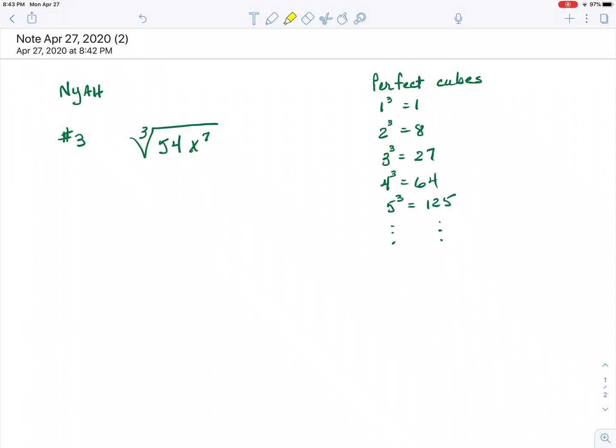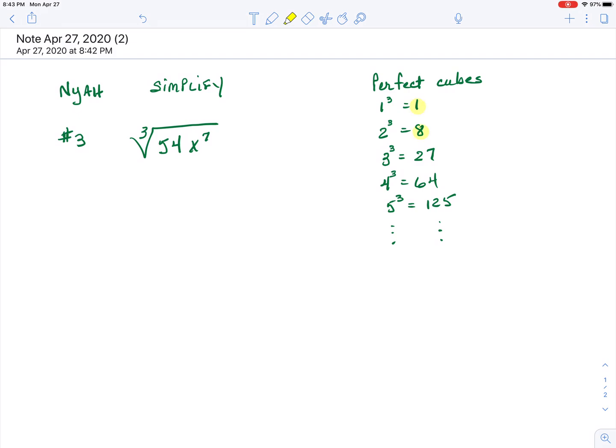This is an example that one of my students sent to me. We are trying to simplify. I forgot to write the instructions in here. Trying to simplify this radical expression, and you'll notice it is a cube root because you see the number 3 written in the index position.